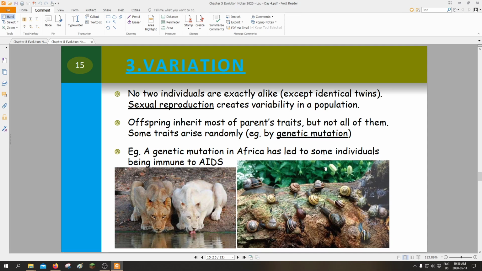For example, over here on the right side, all these snails, they're probably the same species of snail, but guess what? They have different colors. Why do they have different colors, even if they're the same species? Because of variation in the population, because of genetic mutations in the DNA, as well as sexual reproduction.